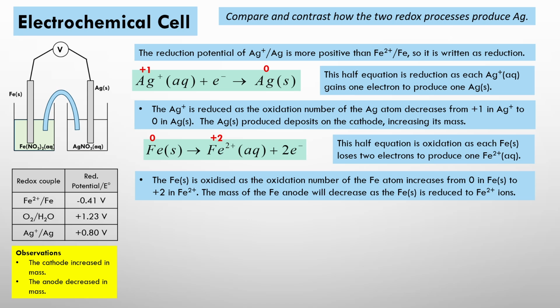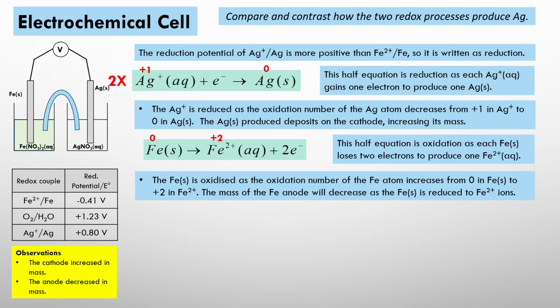Okay, so we've put both the half equations here. What we can do now is add the two half equations together. Now notice that in the first half equation we have gained 1 electron, and in the second one we have lost 2. There has to be an equal exchange between the oxidation and the reduction process. So in order for that to happen, I need the top equation to happen 2 times, which means multiplying everything in the equation by 2.